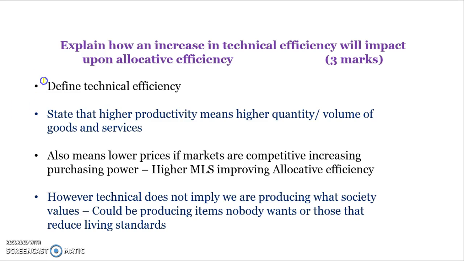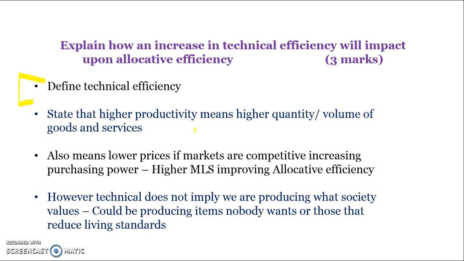Explain how an increase in technical efficiency impacts allocative efficiency. Going through this question, you define technical efficiency, and you talk about how higher productivity can lead to a greater volume of goods and services, which should lead to lower prices, and therefore, assuming the markets are competitive, more purchasing power because we get access to cheaper products. And this is where you get your 3 marks: you define technical efficiency and explain the benefits in terms of lower prices and reduced unemployment.